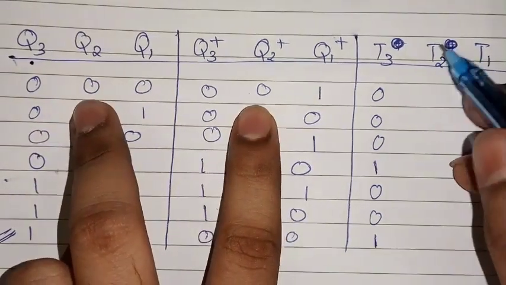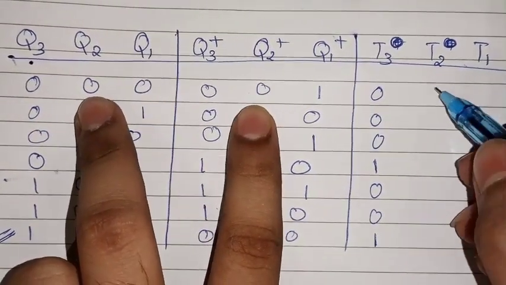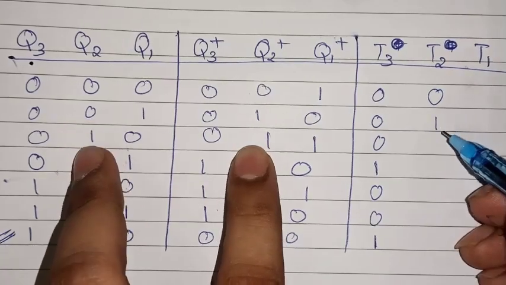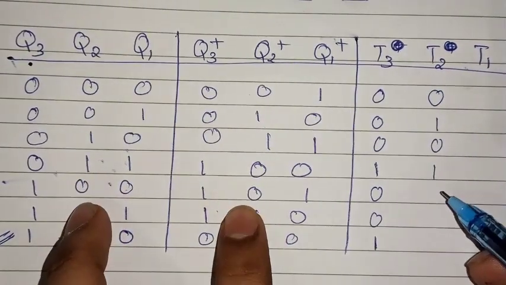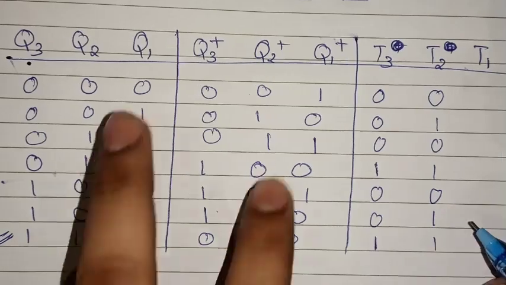Similarly, for Q2, we have to fill the T2 column. See, this is 0, this is 0, so it would be 0. Again, see, this is toggling, so it would be 1. This is not toggling, so it is 0. This is toggling, so it would be 1. This is not toggling. This is toggling. This is also toggling.